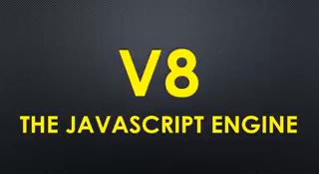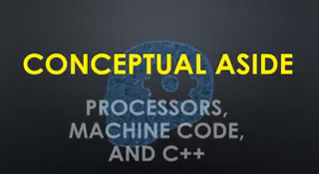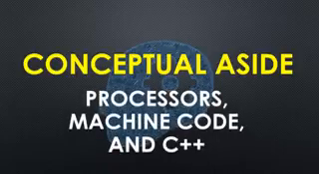To begin with, our first lecture in this section is a conceptual aside. We need to understand processors, machine code, and C++. And before you say, hey, I'm here to learn about Node.js and writing JavaScript, well, just hang with me. Trust me. This will be an important part of having a proper mental model of Node.js, which will make you a far better Node.js developer than maybe even those around you. All right, so processors, machine code, and C++.